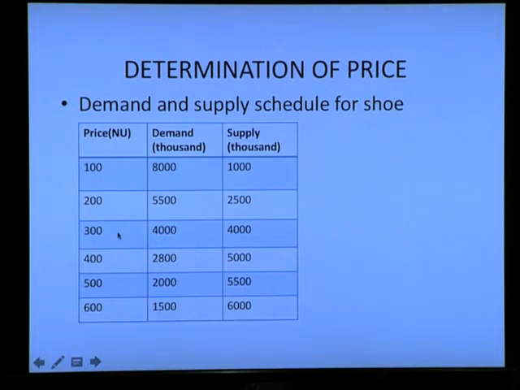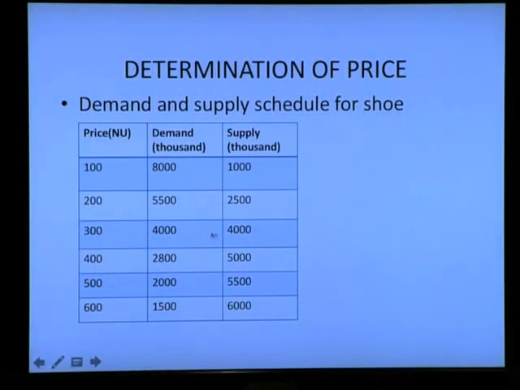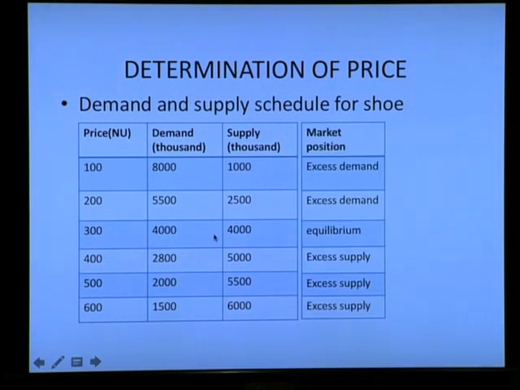Now let's look into the other case. Let's look into the prices that are lower than the equilibrium price. So let's say Nultrum 200. Now at Nultrum 200, you can see demand exceeds supply. So there is more demand. In other words, you can say there is a shortage of shoes in the market. So when there is excess demand, there is going to be competition among the buyers to buy this particular commodity, that is shoe. So this is going to put pressure on the price, and it will push up the price. So the price is going to increase, and ultimately it is going to settle at Nultrum 300, where demand is equal to supply.